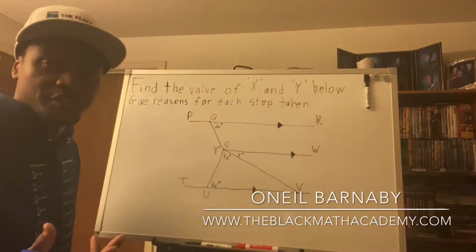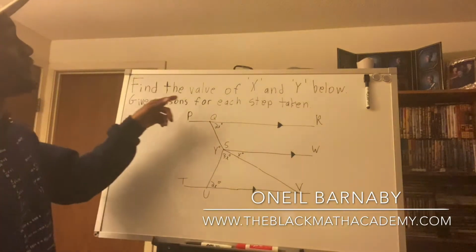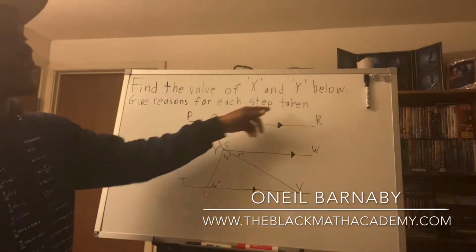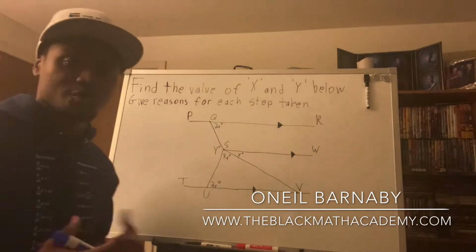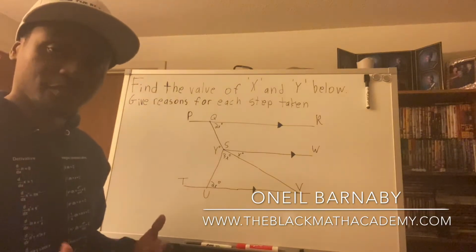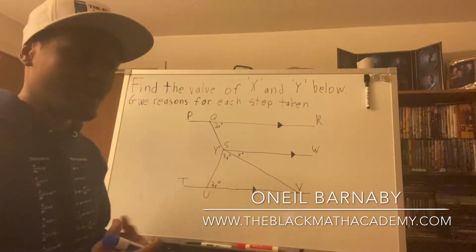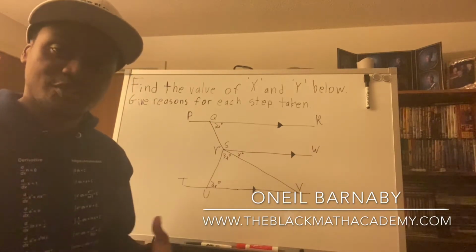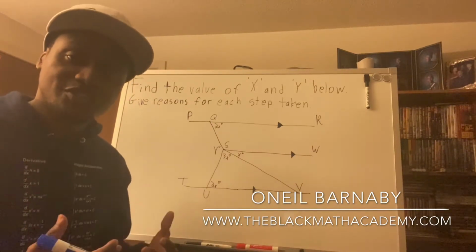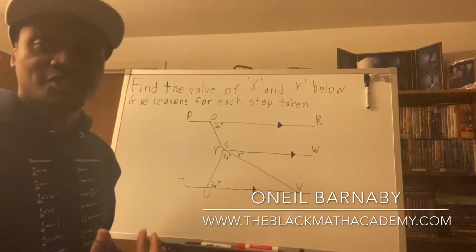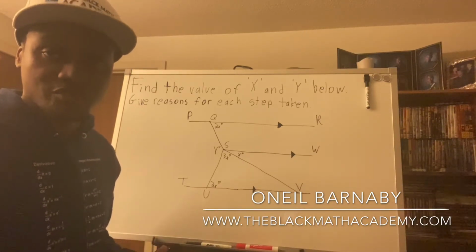So the question reads as follows. Find the value of x and y below. Give reasons for each step taken. Geometry is notorious for wanting you to explain the reasons for the steps that you do take, because you can't make assertions about something without giving reasons as to why those assertions are true or not true. So you must explain yourself with every step that you do take.